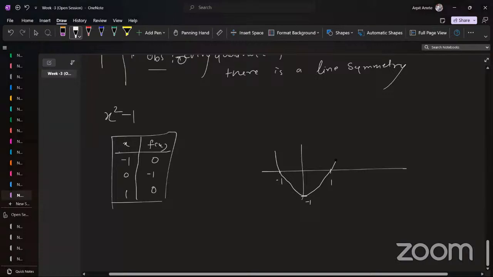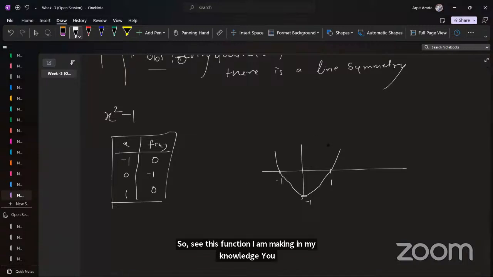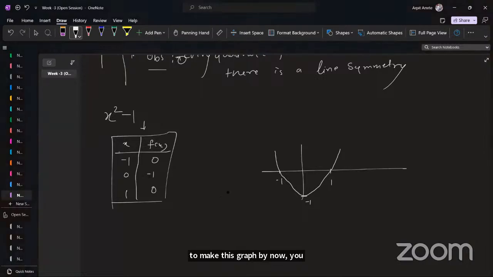See, I am making this function using my knowledge. You are not able to make this graph by now. You can go by this manner, but for making this kind of graph you have to put in so many values. Here, three values are sufficient for me. I will let you know how you can make this graph with three or four values. Don't worry.